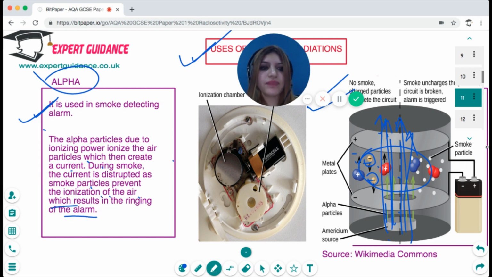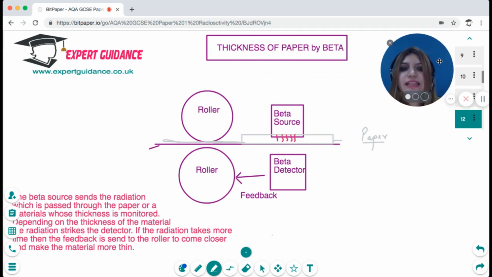Next we have the thickness of paper controlled by a beta source. You can see this is a paper, and we have a beta source that is emitting beta radiation and a beta detector, and that is giving feedback to the roller. Now, if the radiation is taking a lot of time to come to the detector, then the detector will find out that the paper is actually thicker than what is required.